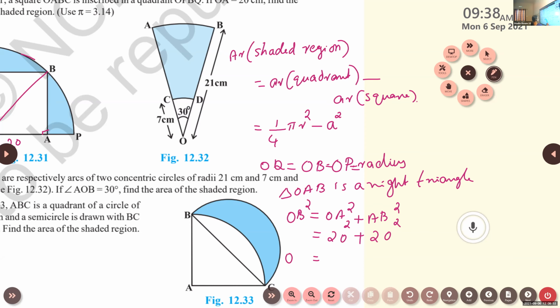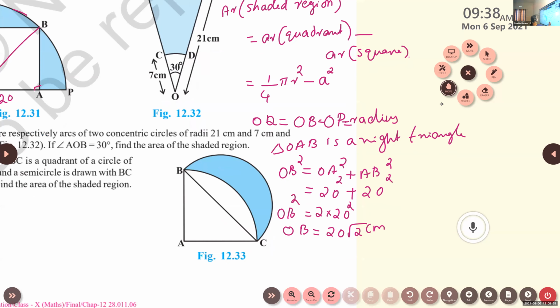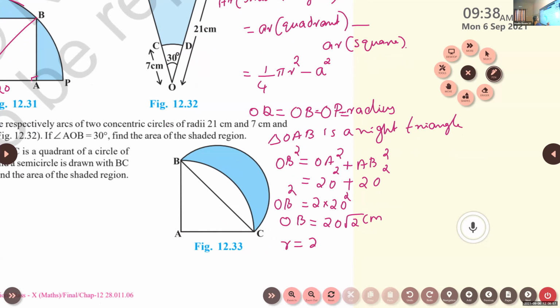So OB square equal to 2 into 20 square. OB equal to root of this. That is 20 root 2 centimeter. So R is 20 root 2. R equal to 20 root 2.